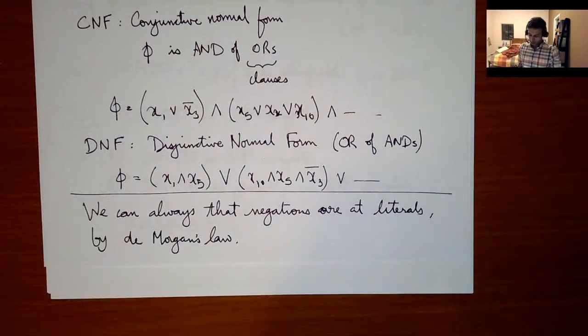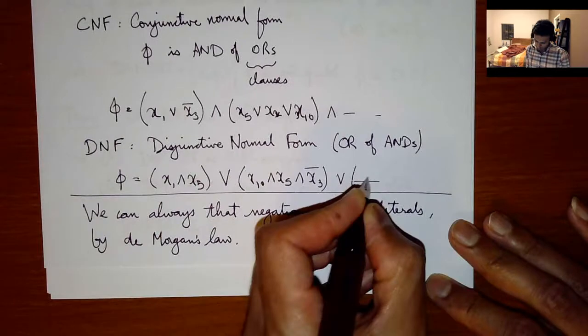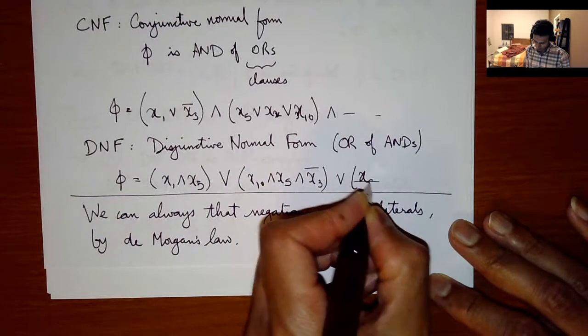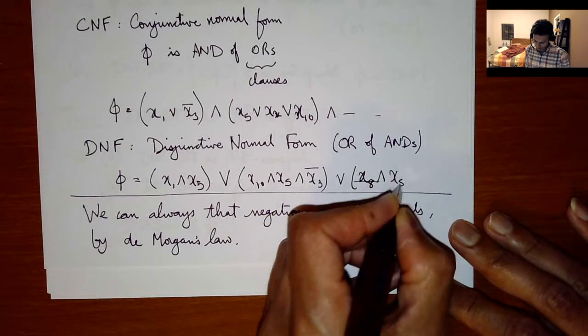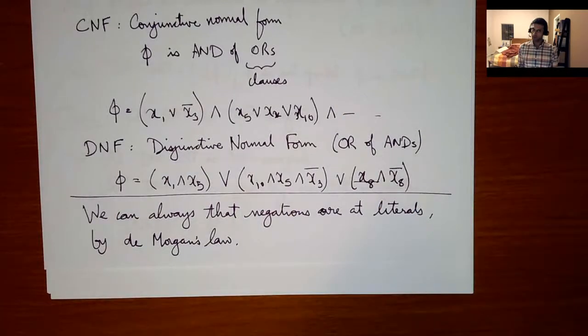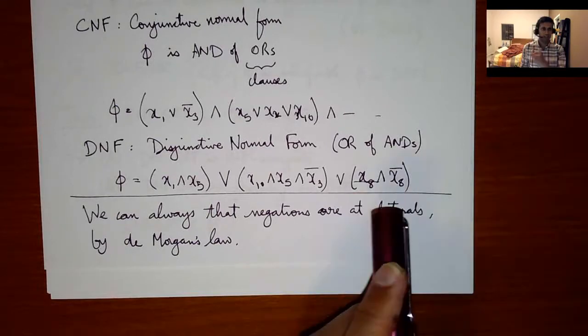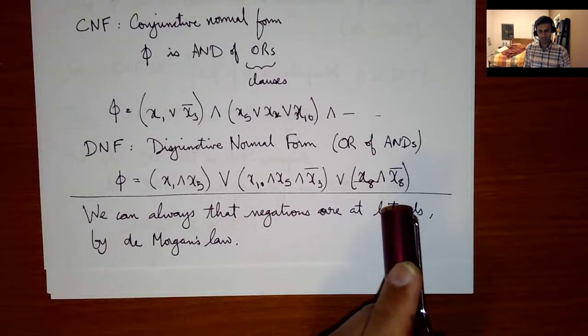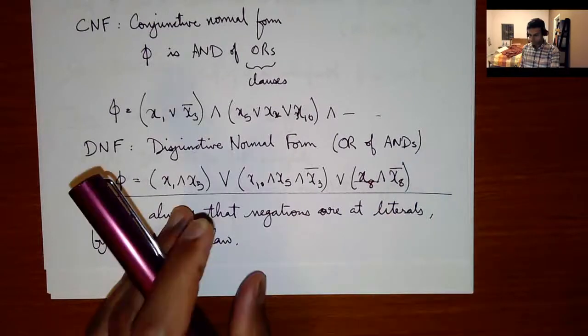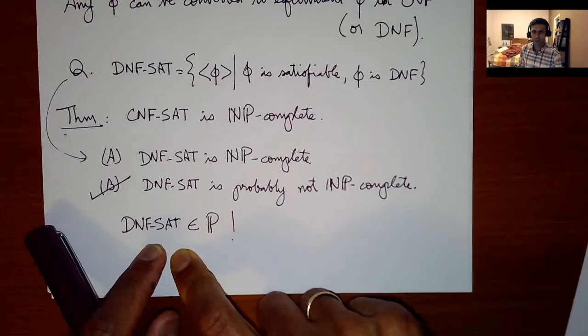Now, why would you not be able to satisfy a clause? Well, you may have clauses such as x8 and x8 negation. Then you cannot satisfy such a clause. But that's easy to determine. You can just go to each clause, which is just an AND of a bunch of things, and check, and you just set all of those to be true. So any question, is it clear why DNF SAT is in P?